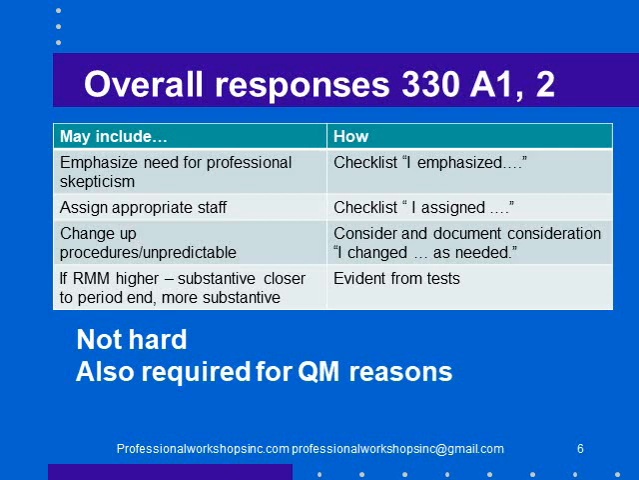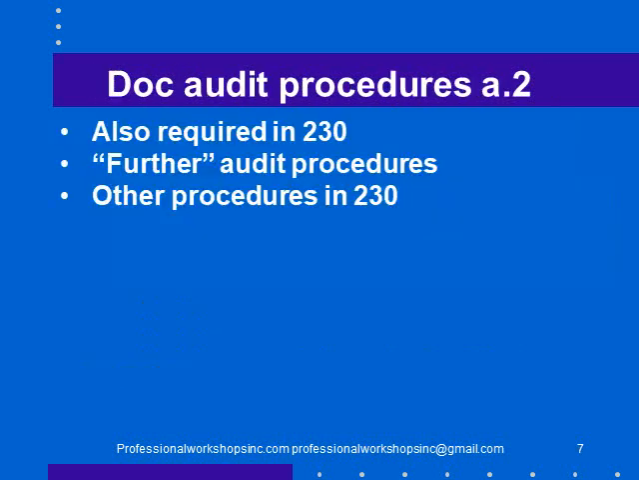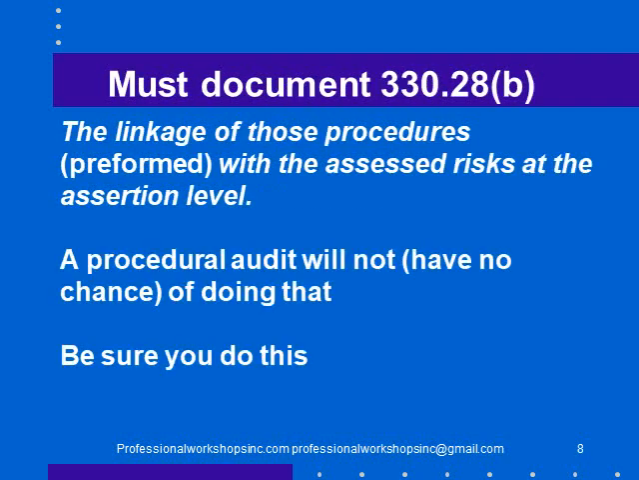And then if risk of material misstatement is higher, substantive test done closer to period or more substantive, that's a may. That should be evident from the test. So that's not hard to do. Mostly a checklist will do it for us. It's also required for quality management reasons, so there's a simple response to that one. Document the audit procedures, A2, also required in 230, further audit procedures, and there are other procedures required in 230 as well. So that's simple and obvious. We should know that.